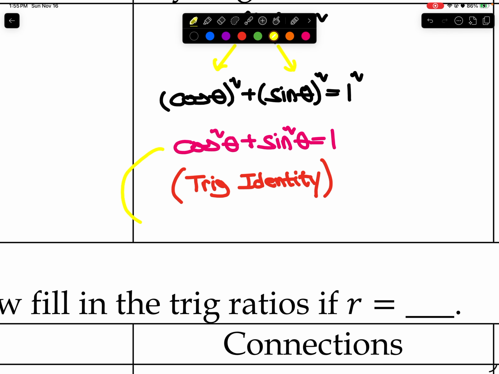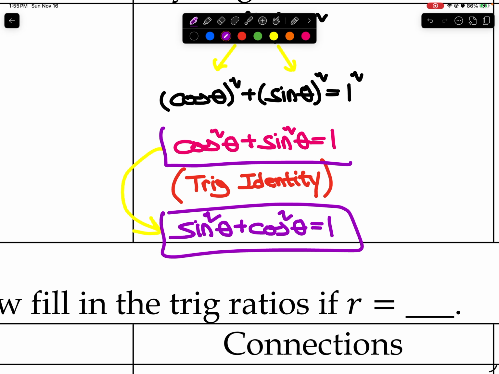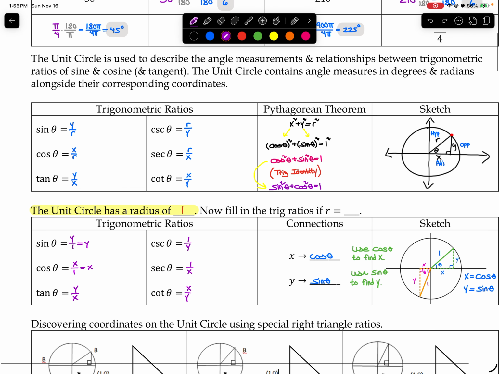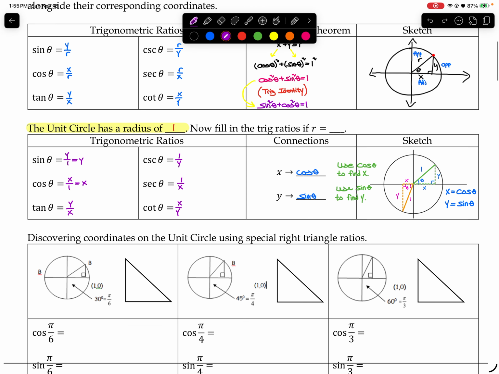So the order of addition doesn't necessarily matter. You're probably also going to see it written as sine squared theta plus cosine squared theta is equal to 1. This is the more common way of it being written, but it's also fine with cosine first. Doesn't really matter. So knowing that, now we're going to move on.